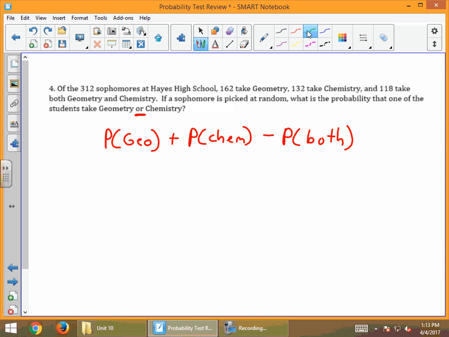Let's figure out what's going on. Okay, first off, some of these problems are easier than others because I might have the probability already given to me. How do I know these numbers up here are not probabilities? Because they're not decimals, right? Decimals mean they're probabilities. These are whole numbers, so we have to find those decimals. It's real easy how to do that. I'm going to take how many it is out of the total number of students. So how many kids take geometry? 162 over how many sophomores are in this class?